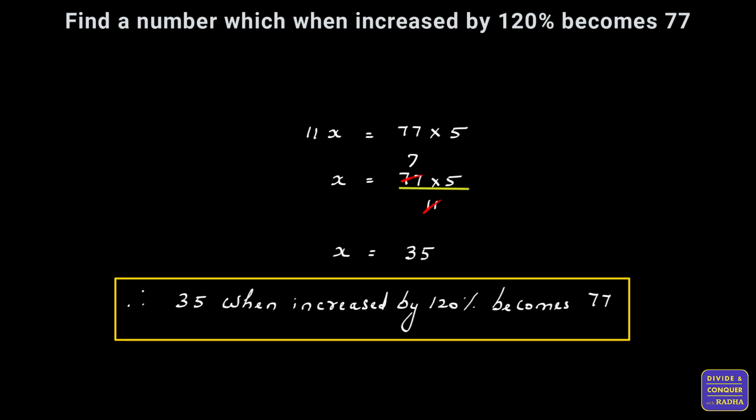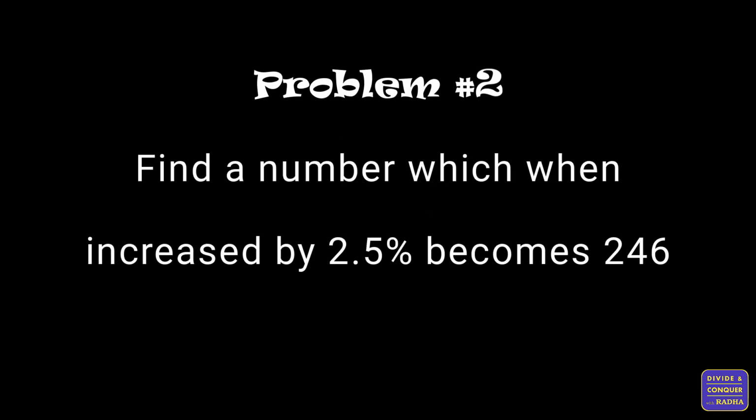I hope the sum is clear. So let's move on to another sum. Find a number which when increased by 2.5% becomes 246. The same concept, we need to find the original number out here.